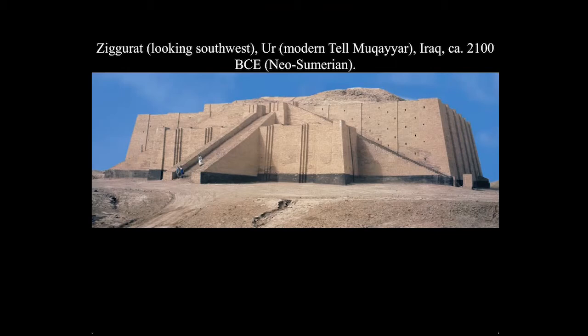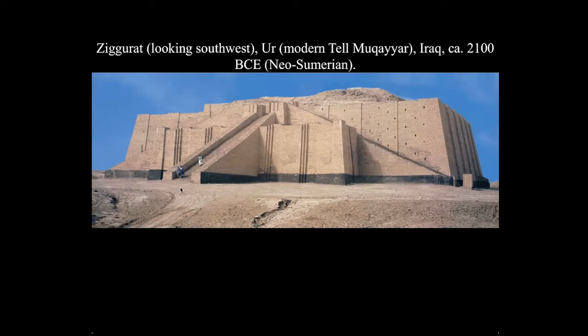The ziggurat we're seeing here at Ur, this is actually a later Neo-Sumerian one, but it's the best example because it has been heavily reconstructed. So we can see just the size of these. They are quite large. They are solid and made of mud brick. And ziggurats have this bent axis plan.